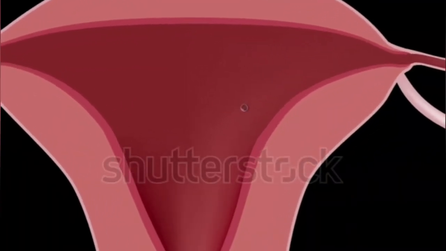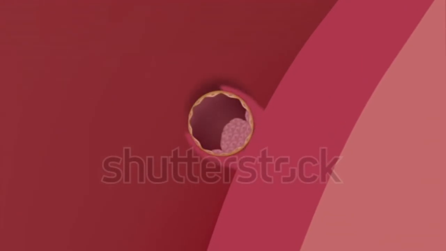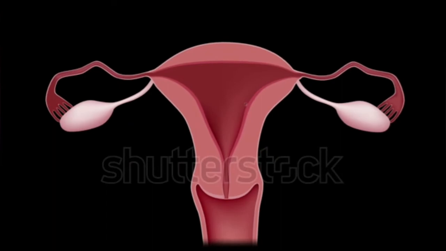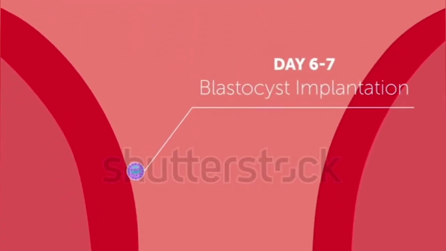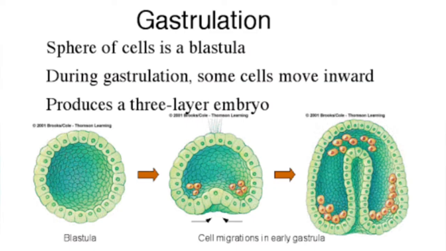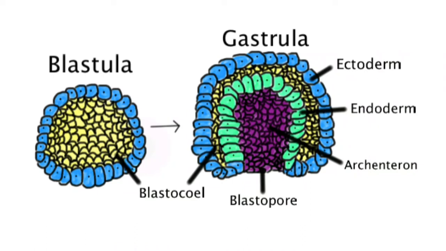Next comes the implantation. The process of attachment of blastocyst to the wall of uterus is called as implantation. It occurs on about 7th day of development and it is completed within next 5 days. Then there is a formation of fetal membranes and it is called as gastrulation. The inner cell mass initially develops its ectoderm and endoderm and then the middle layer called as mesoderm.